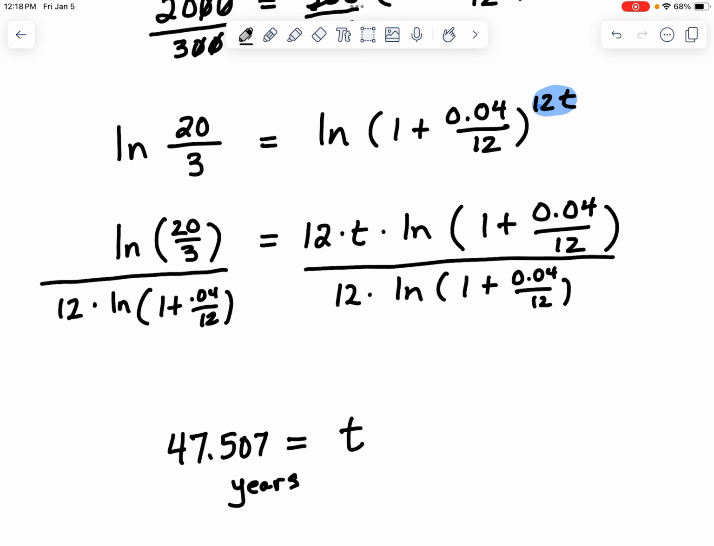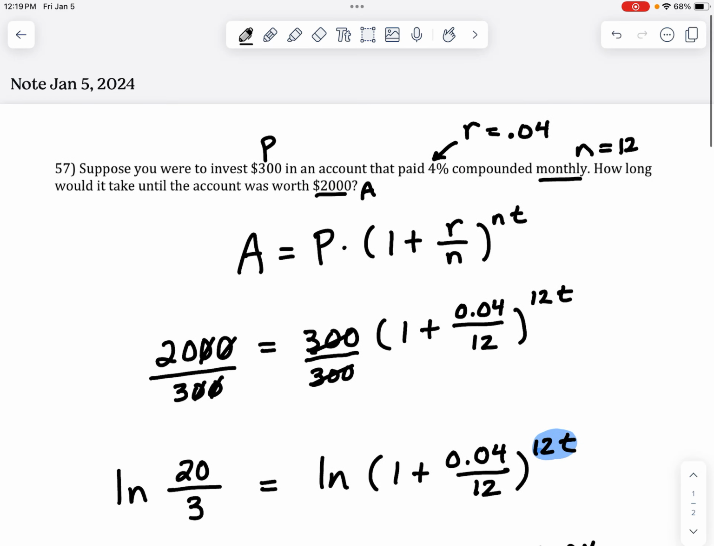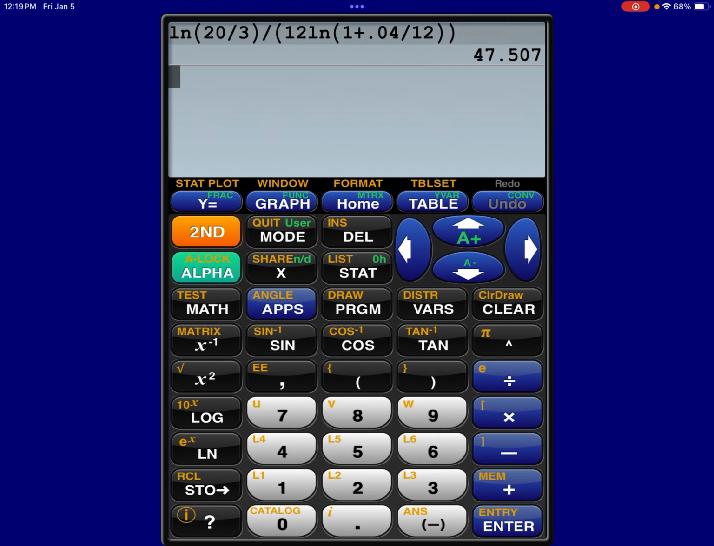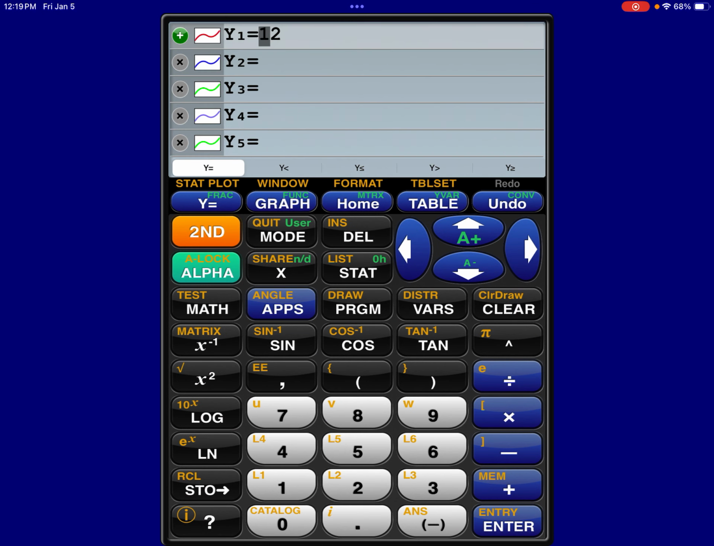And that answer seems sort of big, but I'm going to go back to this, and I'm going to graph this and see if the answer really is 47.507. So back to the calculator again. Sorry, there's an awkward pause right there where I write down the problem because I don't have a photographic memory. So I do need to write it down real quick.